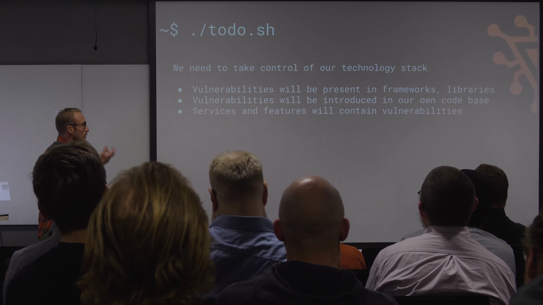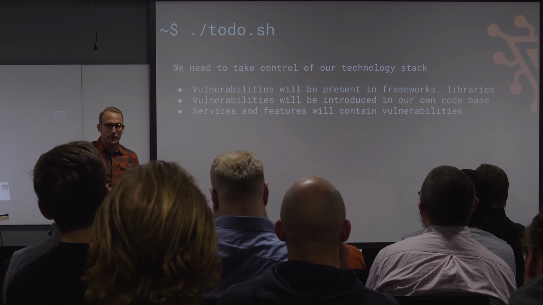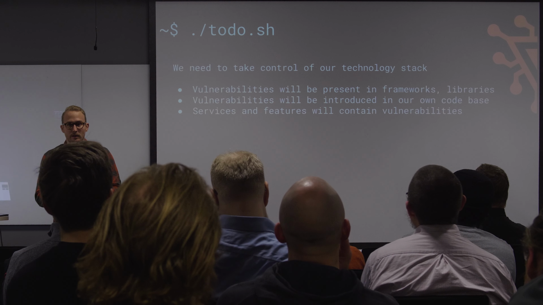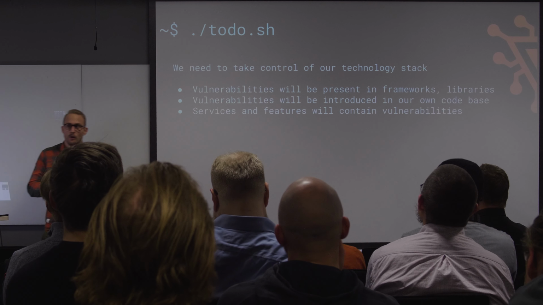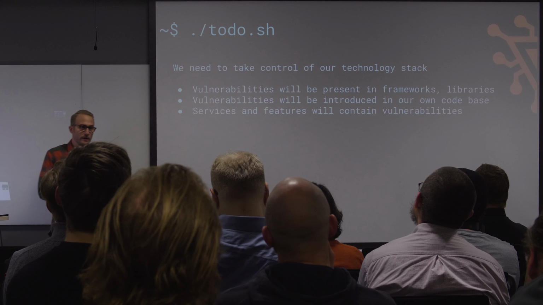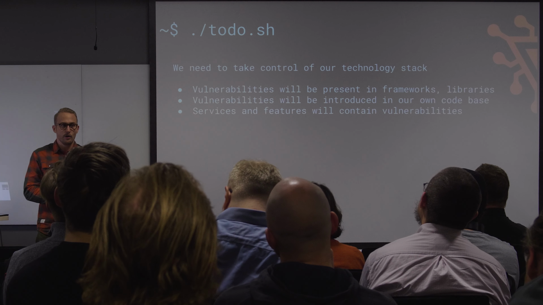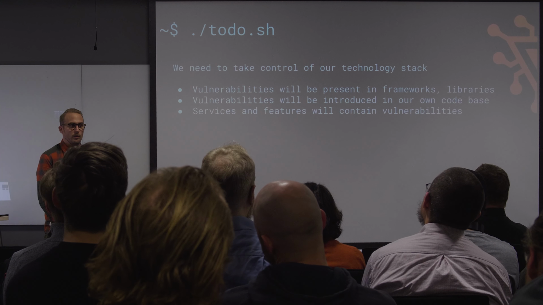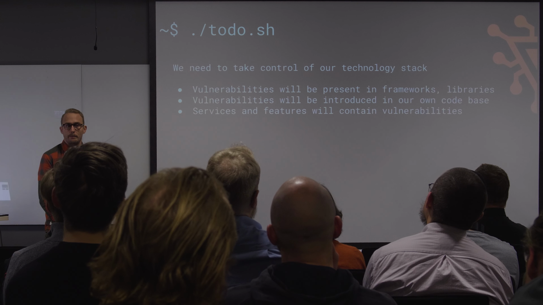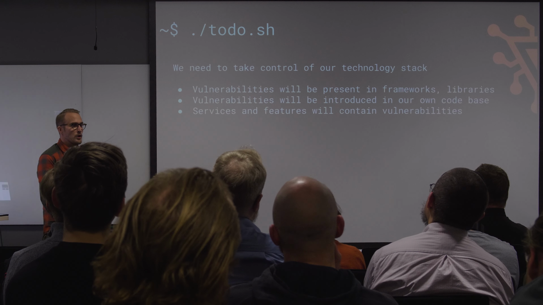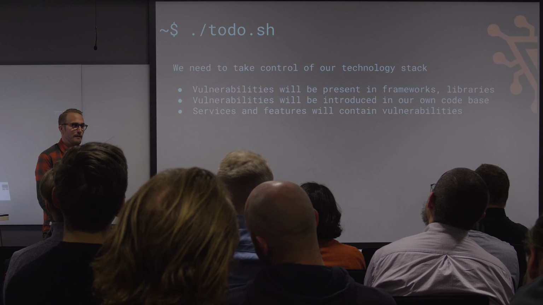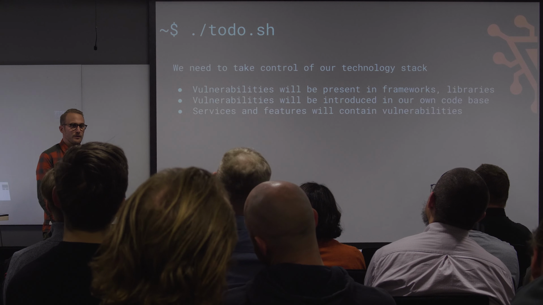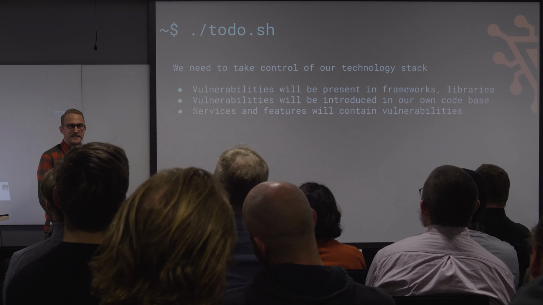So this is more or less what we talked about, right? That we will always have vulnerabilities. They will always be present. We will either introduce them by trusting someone, or we will create them ourselves, because that's how it goes. There is no secure code. Period.